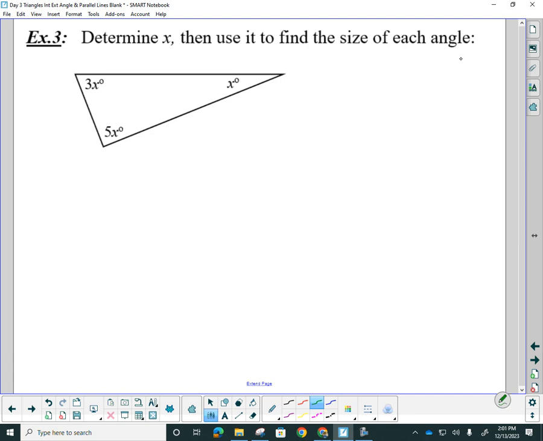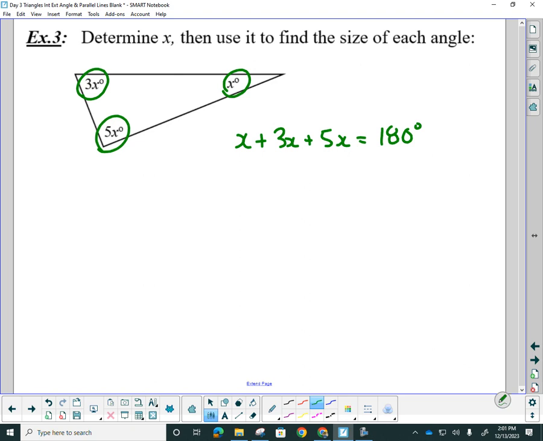But I do know the property that says that this angle, no matter how big it is, plus this angle must add up to 180 degrees. So let's write that algebraic statement. x plus 3x plus 5x must add up to 180 degrees.